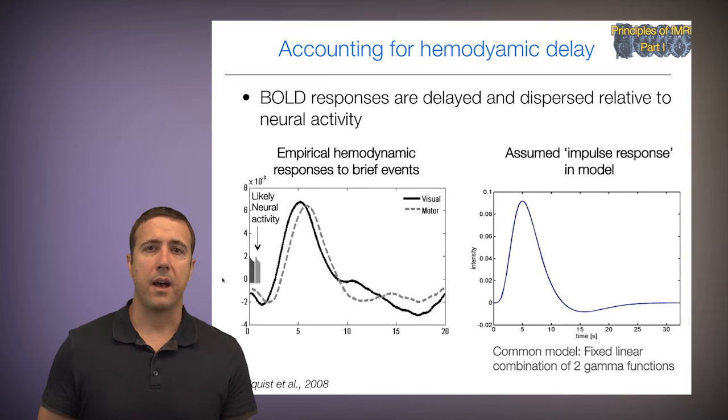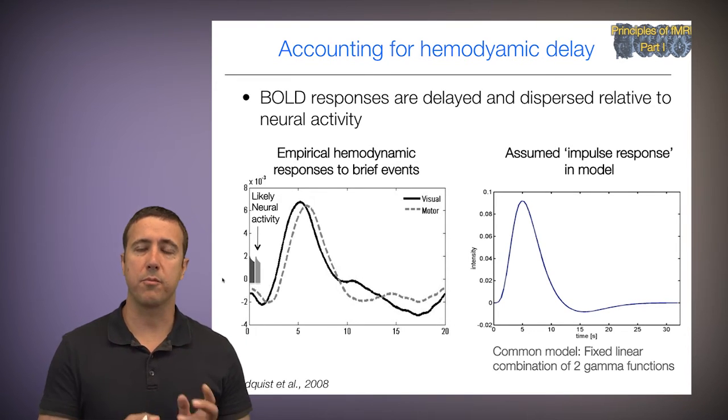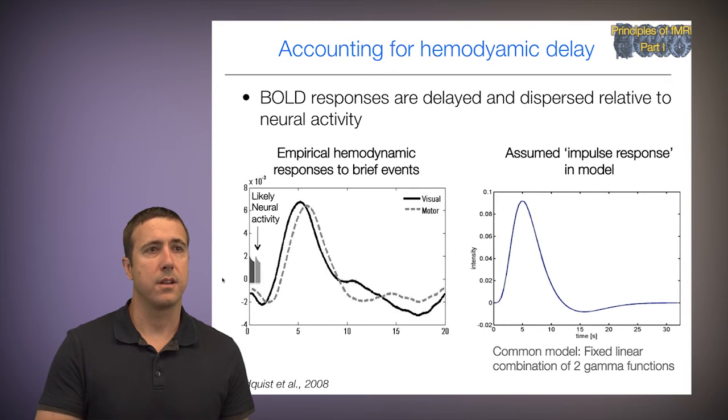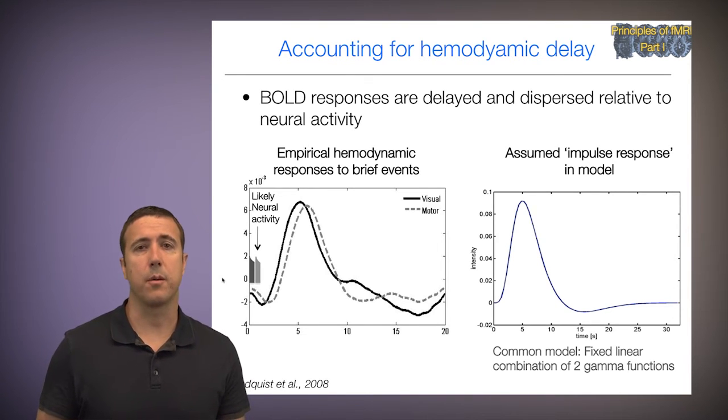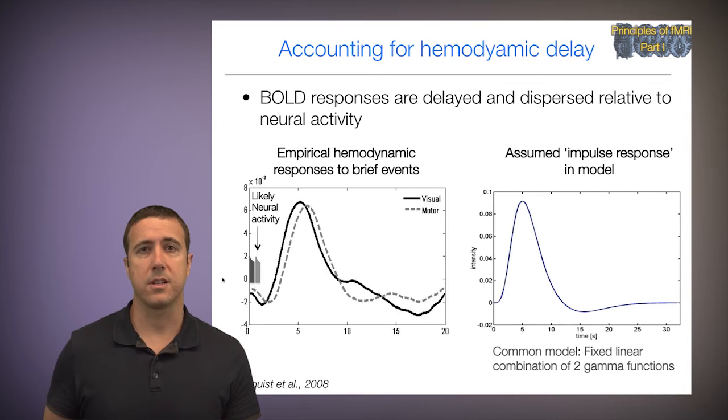So as a first pass, we're going to assume an impulse response model. That means a brief burst of activity is followed by a hump, a rise in BOLD activity that looks like this. In this case, we're looking at a common model, which is a fixed linear combination of two gamma functions. And that's a typical model used in SPM and FSL and other statistical packages.